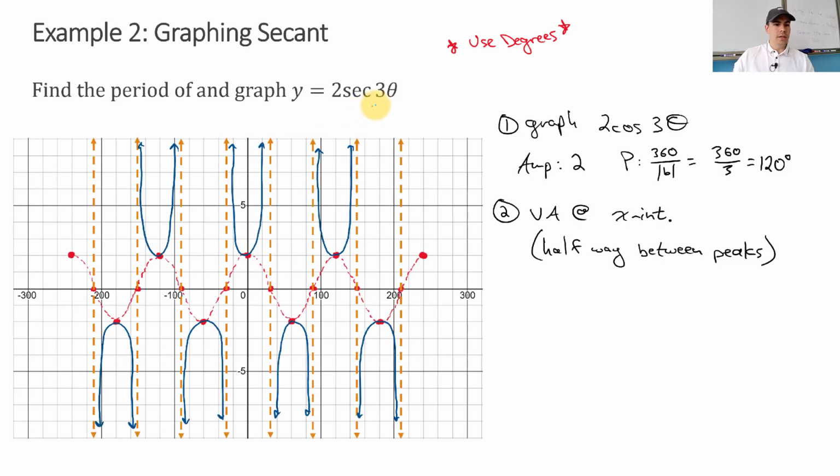Okay, hopefully you got a graph that looks something like this. I graphed a full 7 periods here. Make sure you're graphing at least 3 for these. Okay, 3 or even 4 would be better. But this is what our graph would look like. We have an amplitude of 2 for our 2 secant 3 theta, so we are starting at 2 and going up in the reciprocal direction.